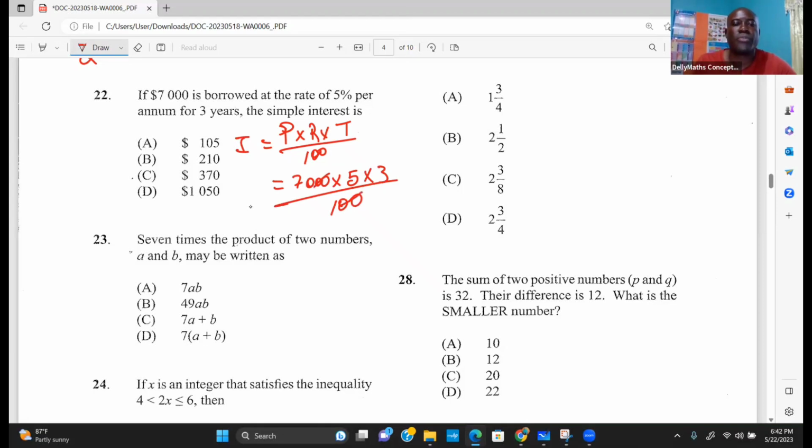So you're going to work out 5 times 3 is 15. So you have 70 times 15. Work this out. You don't have a calculator. 7 times 5 is 35, 7 times 1 is 7, and 35 plus 70 gives 1050. And put back your 0 at the end. You look and you see your answer.